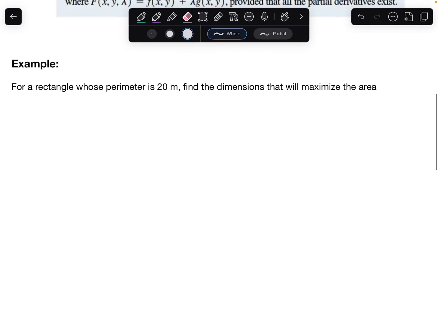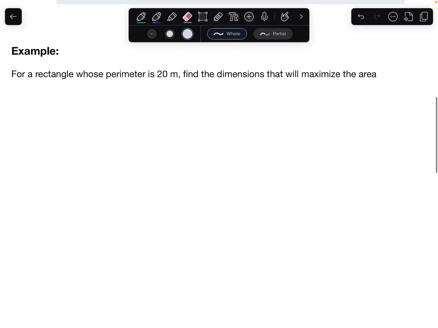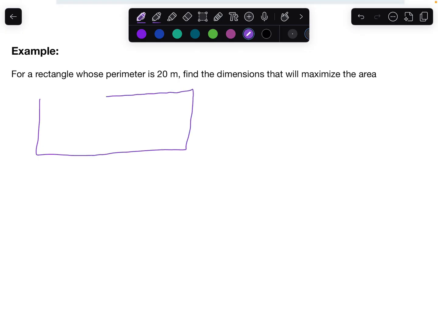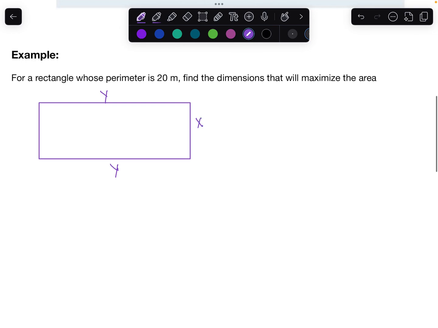So for this example, for a rectangle whose perimeter is 20 meters, find the dimensions that will maximize the area. The first thing we must do is determine what the f of x is and what the g of x is. So drawing out a diagram and labeling the sides, x and y.